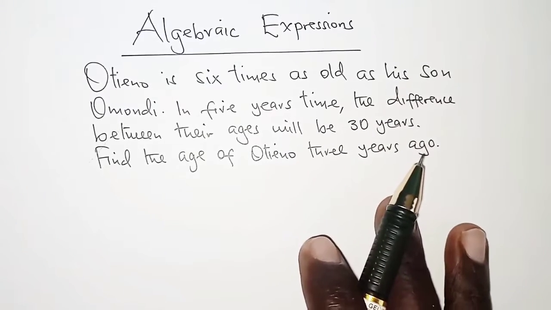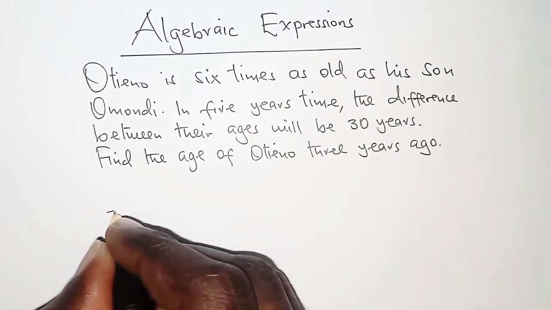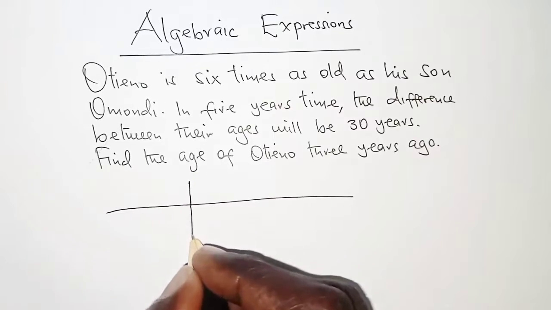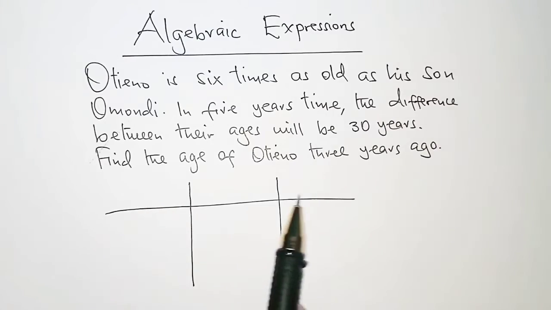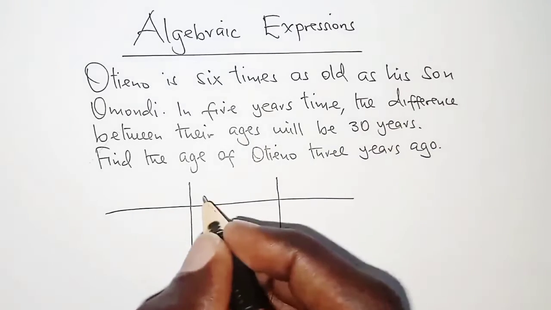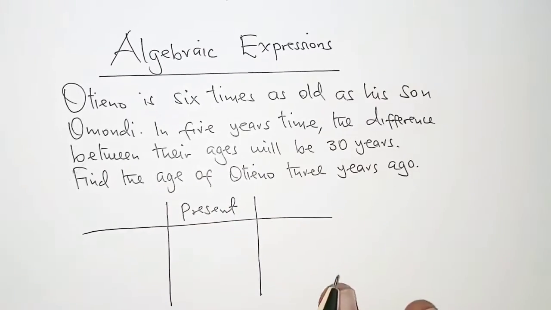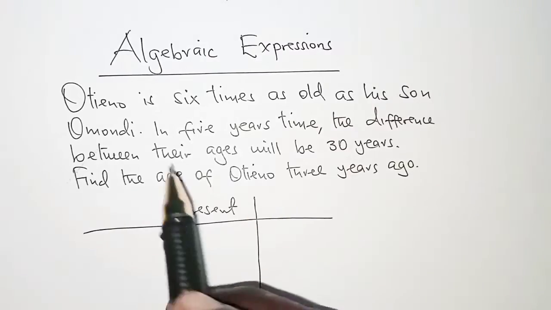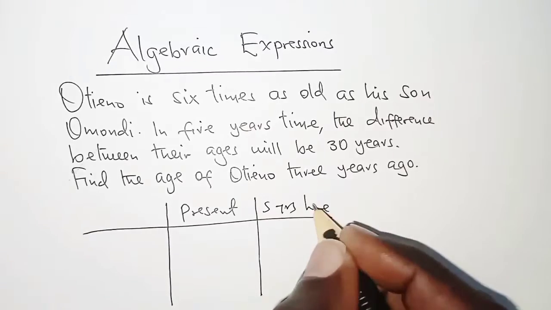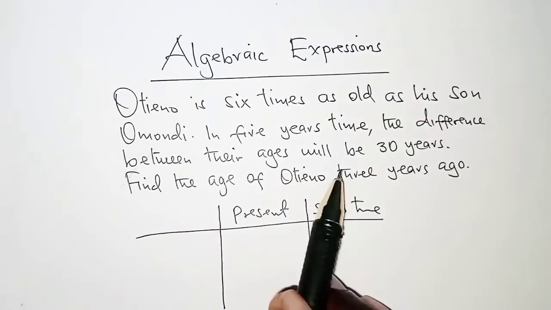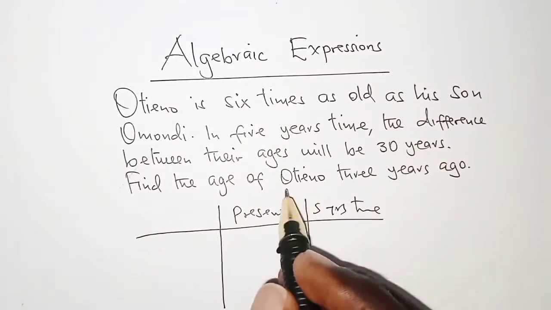So in this question, I wish that we have it in summary and we can use this table to help us in the analysis. So we will divide it in 3 parts, that is the table, and in the middle part we can have the present day, and on the right hand side we can have the future, and the future here was in 5 years' time, so that's 5 years' time. And then on the left hand side you can have the 3 years ago, as we are required to find their ages, or rather the age of Otieno.